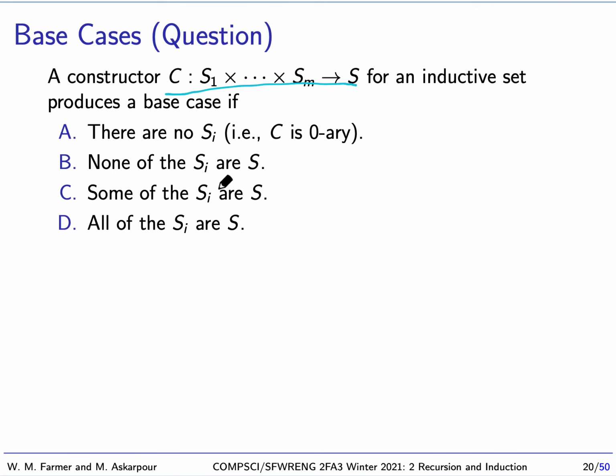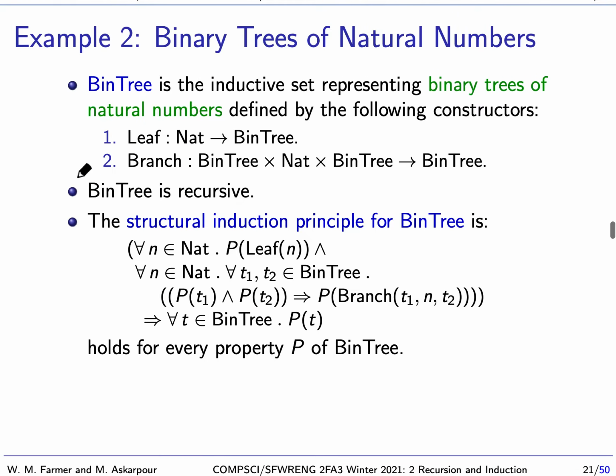Okay, welcome back. There's actually two answers. The first answer is that there are none of these SIs. In other words, C is zero arity. It's like the zero constructor for now. So this is correct. The other is that none of the SIs are S. There's something else, not S. So this is okay. C and D are wrong. C and D are not base cases. Only A and B can be base cases.